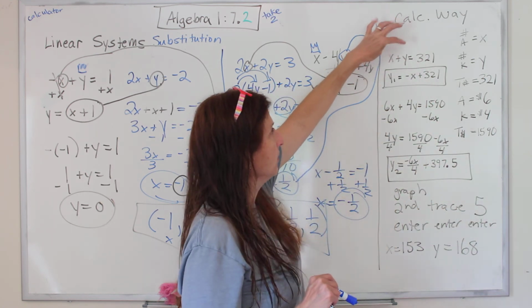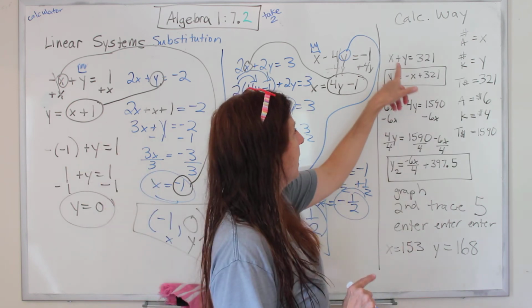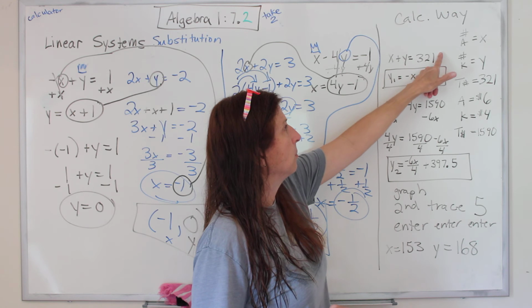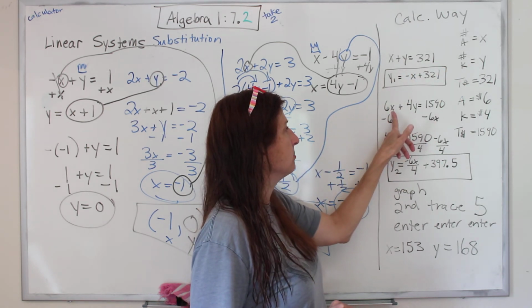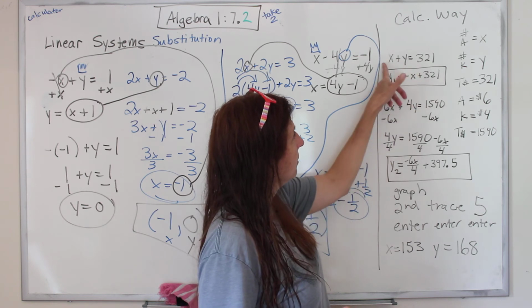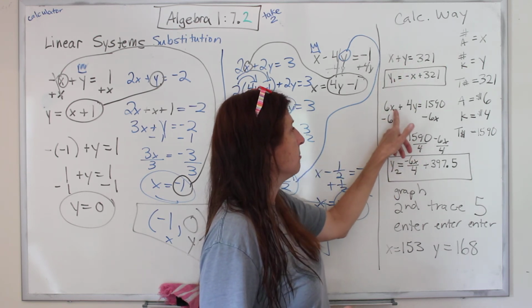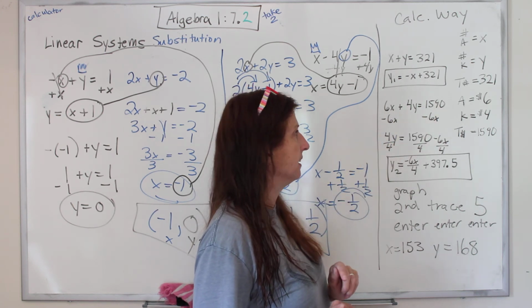So we make an equation. We need 2 equations if we're going to solve it by linear systems. So one equation is your kids plus your adults is all your people. The other one is 6 times your number of adults plus 4 times your number of kids equals $1,590.